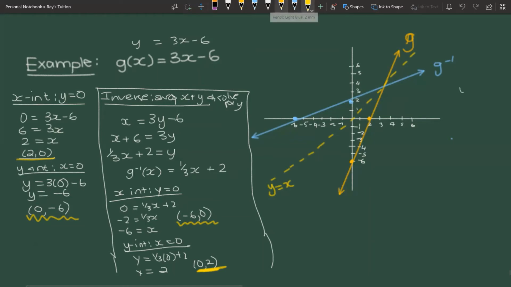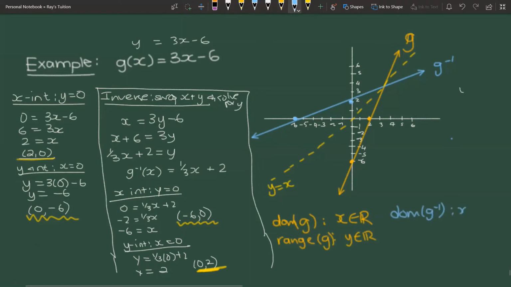Let's wrap up the section by talking about the domain and range of g and g inverse. The domain of g, it's a straight line, so x is an element of real numbers. The range of g is also y is an element of real numbers. The domain of g inverse is x is an element of real numbers, and the range of g inverse is y is an element of real numbers. Please have a look at this example again if you have not understood it. It is very important. If you have, please look at our other inverse series on the functions.